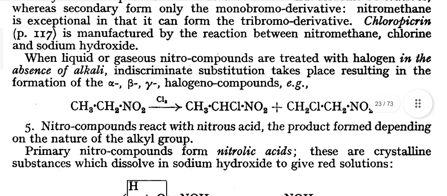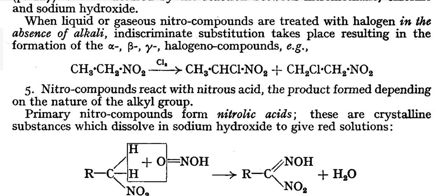When liquid or gaseous nitro compounds are treated with halogens in the absence of alkali, indiscriminate substitution takes place, resulting in the formation of alpha, beta, gamma halogeno compounds. Example, if we have nitroethane and we react it with chlorine Cl2 gas, then two different products are formed, like 2-chloronitroethane and 1-chloronitroethane.